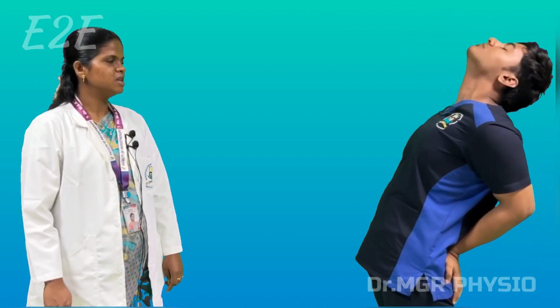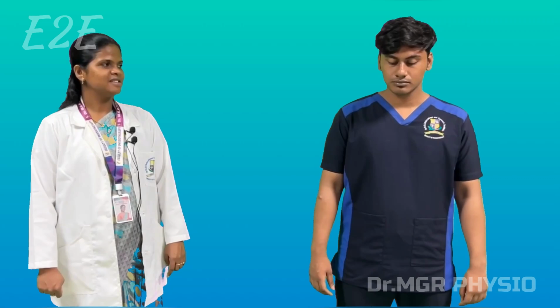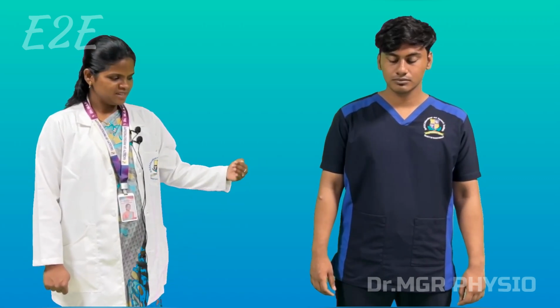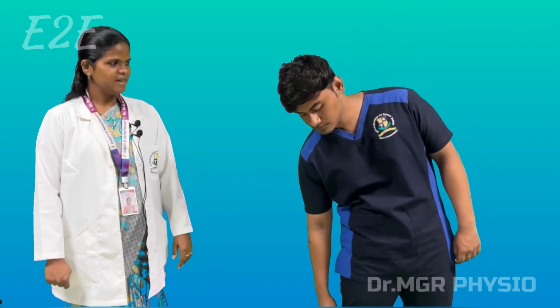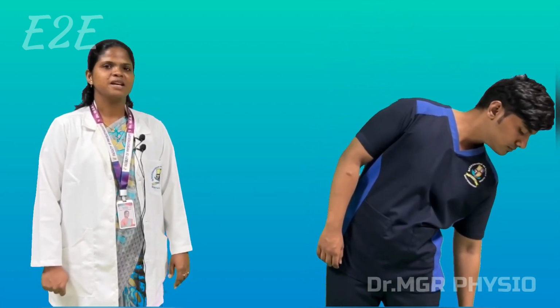Come to neutral. Turn towards this side. So next movement is side bending. Right side bending. Bend towards right side. Come to neutral and bend towards the left side. So left side bending. Come to neutral.